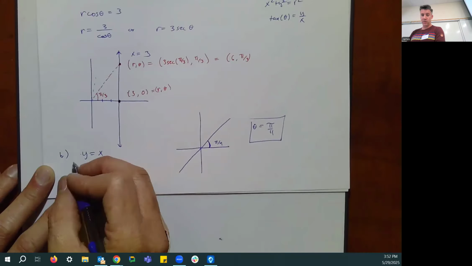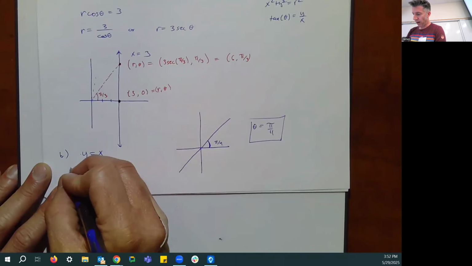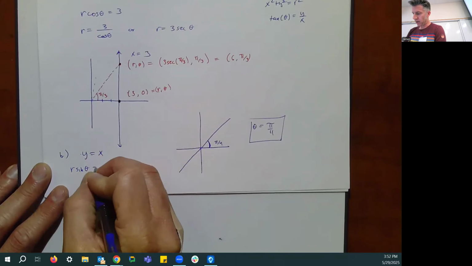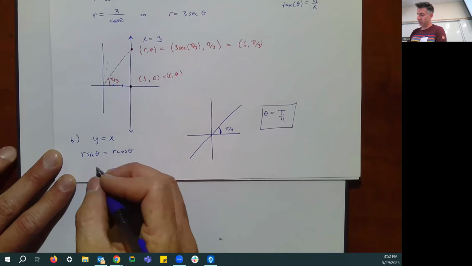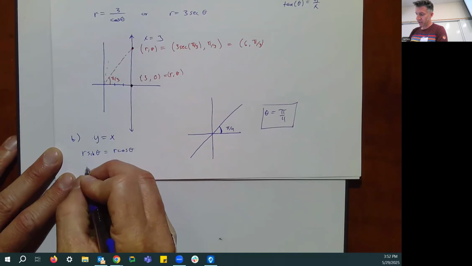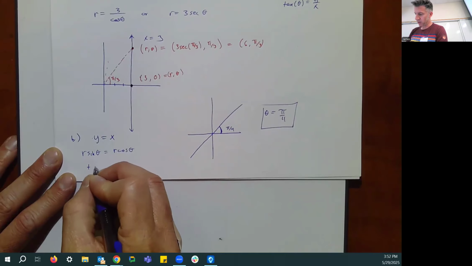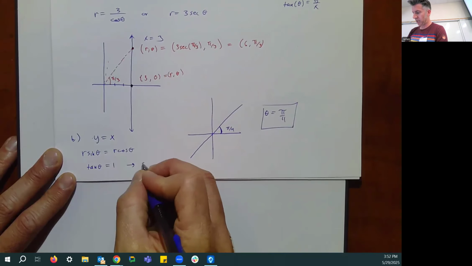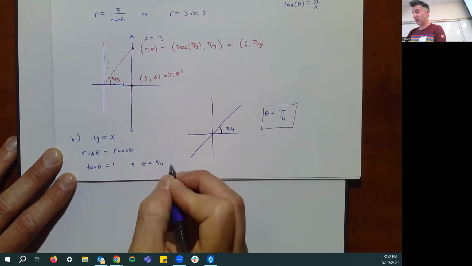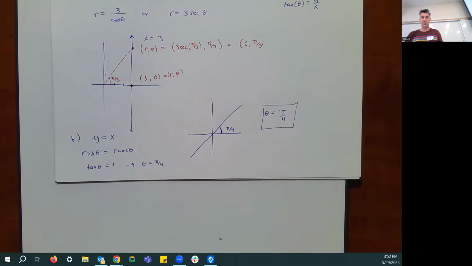You could also find it by doing the work. You could say y is r sine theta, x is r cosine theta. Divide both sides by r cosine theta to get the r's canceling, and sine theta over cosine theta, which is tangent theta, equal to 1. And the solution to that is theta equal to pi over 4. But I think if you can see the angle, you're good to go.